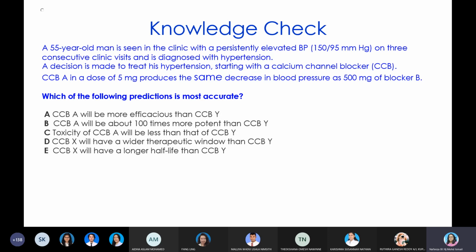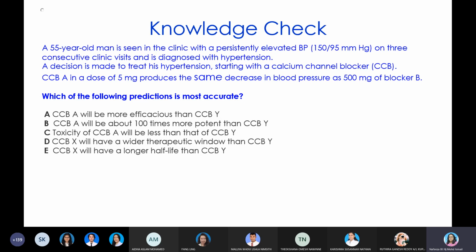Now, calcium channel blocker A, in a dose of 5 milligrams, produces the same decrease in blood pressure as 500 milligrams of calcium channel blocker B. Now, I want you to tell me what the answer is. Which of the following predictions is most accurate? A, remember A is 5 milligrams. A, CCB A will be more efficacious than CCB B.